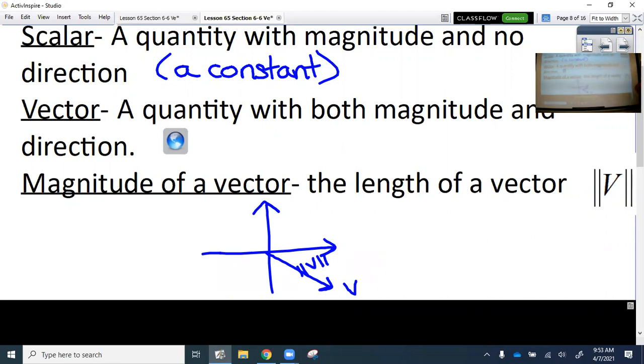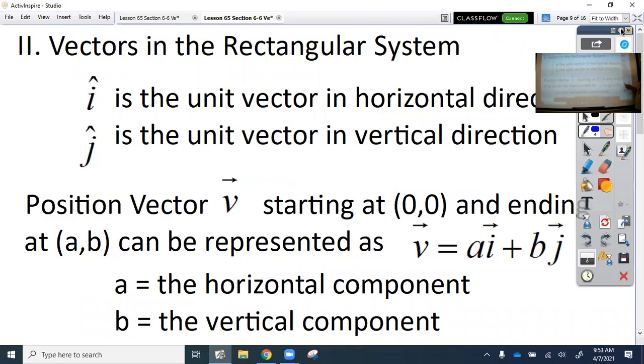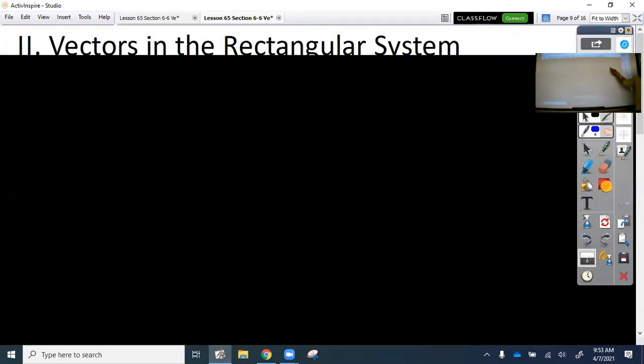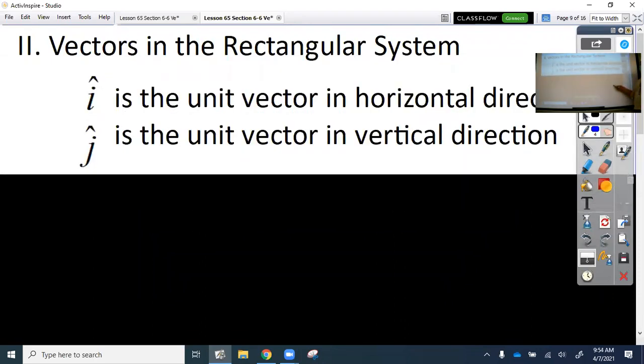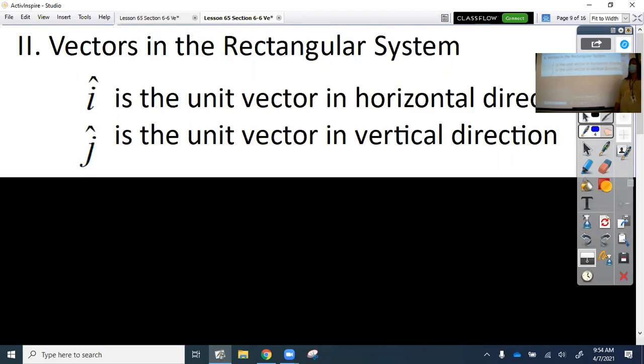We're moving on to vectors in the rectangular system. This is where it starts to look pretty funky. So you'll be okay. I promise you will be okay. Hopefully by the end of class today, but if not, definitely next class.